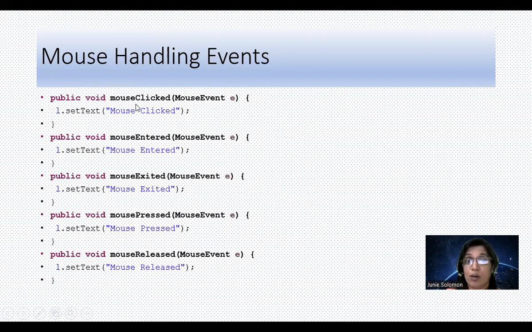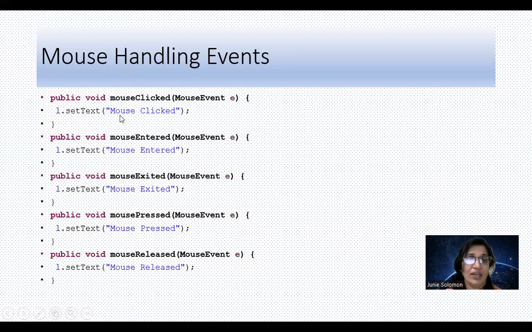The first method is public void mouseClicked. In that, you have to use MouseEvent. Whenever you go for a MouseListener, you always have to go for MouseEvent. Then there's a variable which will catch all the events.